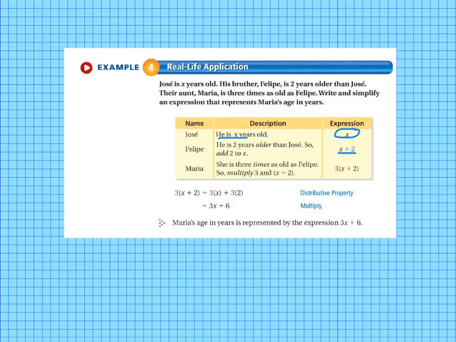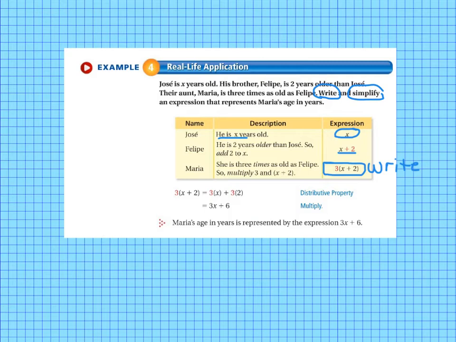Maria is 3 times as old as Felipe. So her expression is 3 times Felipe's age, which is X plus 2. So it's 3 times X plus 2. So we were told to write and simplify an expression that represents Maria's age in years. So we wrote it. So this is the right part.